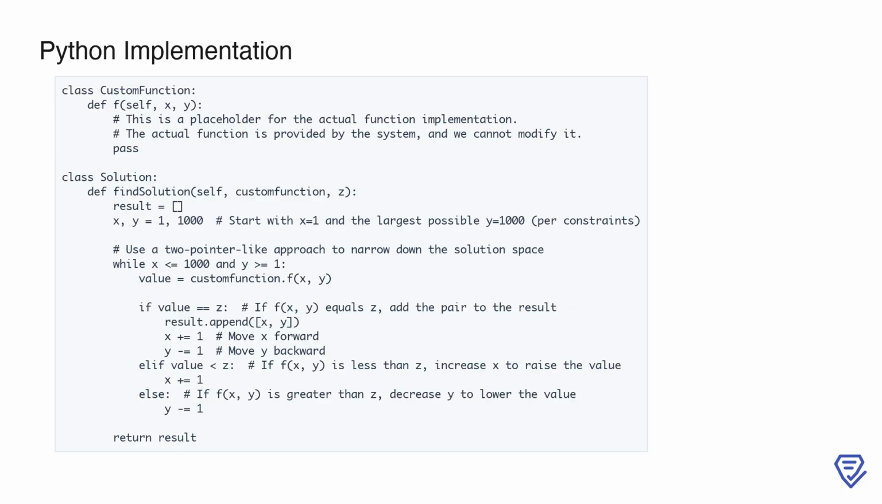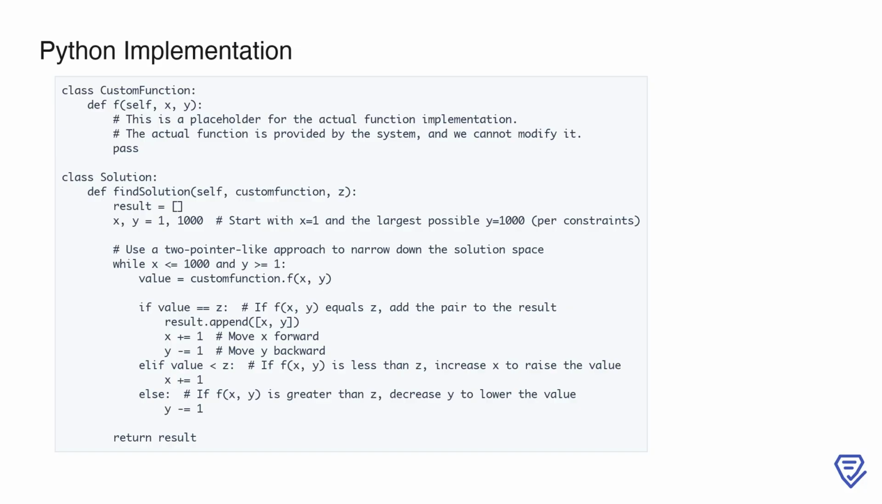4. Two-pointer technique. Using a while loop, we explore the solution space. We compute the value of f(x, y). If f(x, y) equals z, it means we found a valid pair. We append the pair (x, y) to the result and adjust both x and y to continue searching for other solutions.